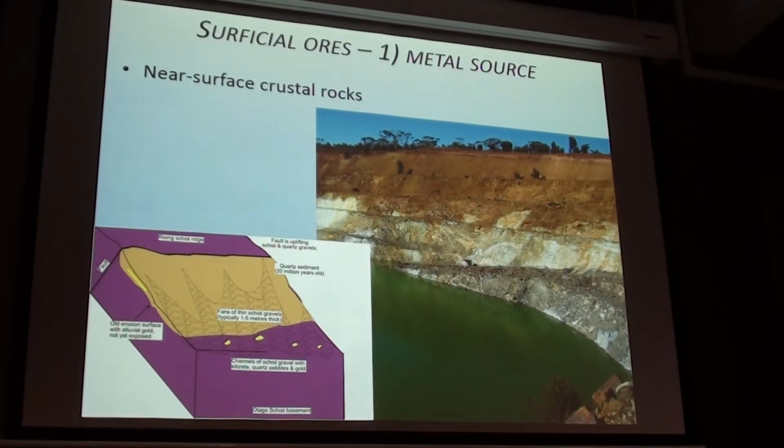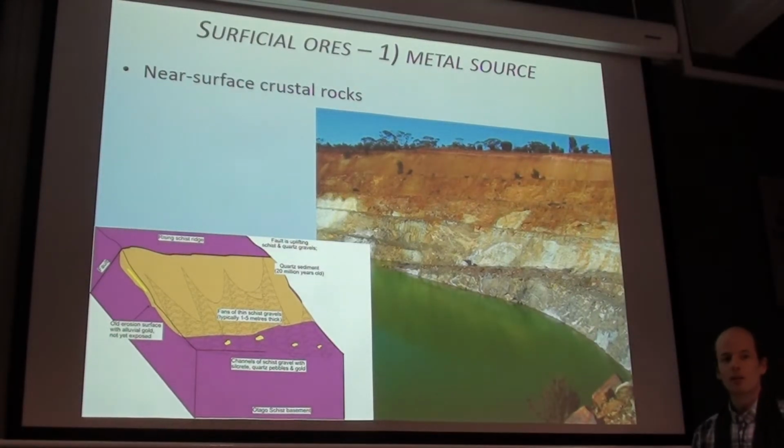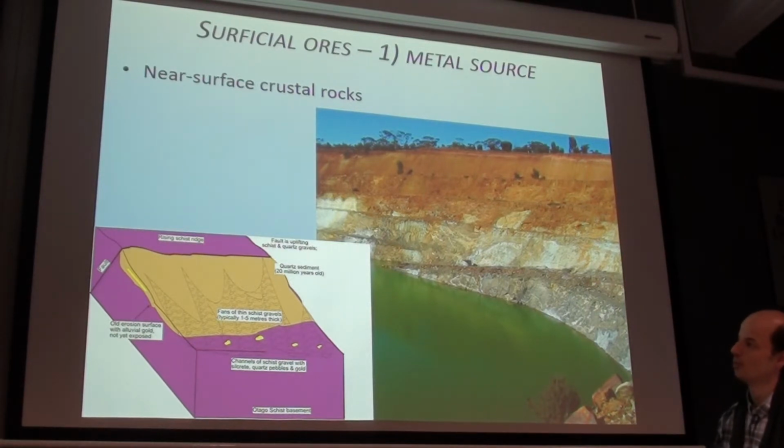Last, close to the surface, superficial ore deposit types. Again, the metal source. It's got to be the crust in this case because the mantle is quite deep. There is no way that superficial processes can reach the mantle, unless we have an ophiolite belt, which is part of the mantle on the crust or on the surface.